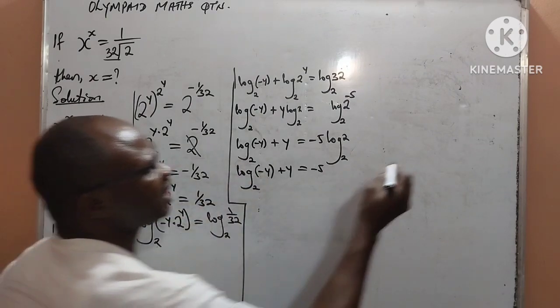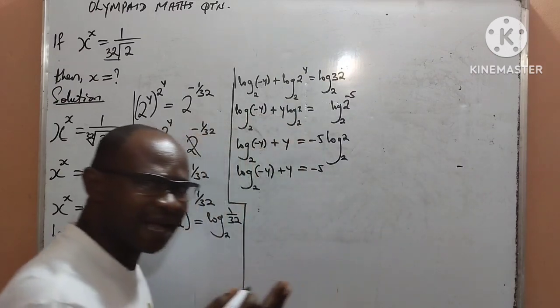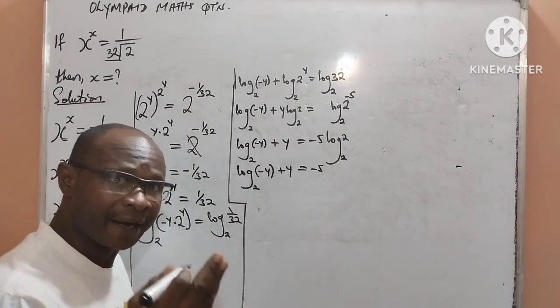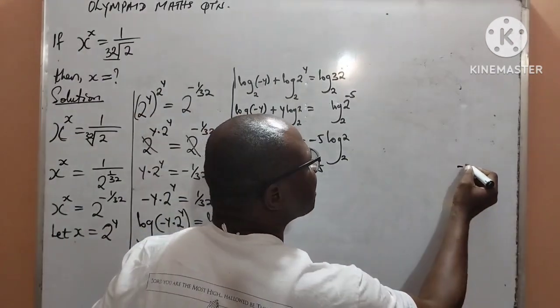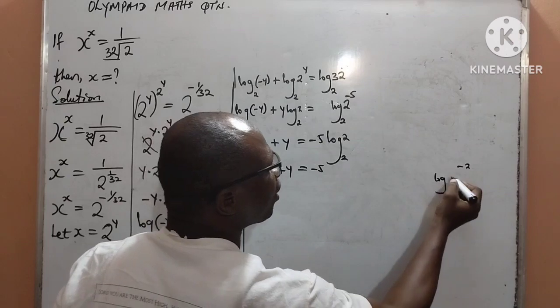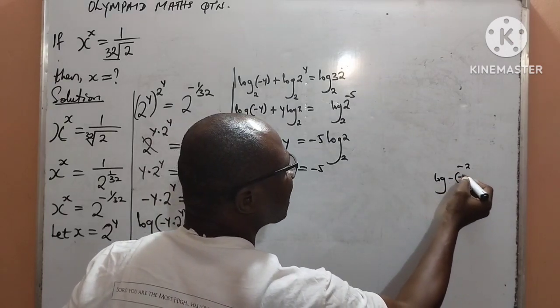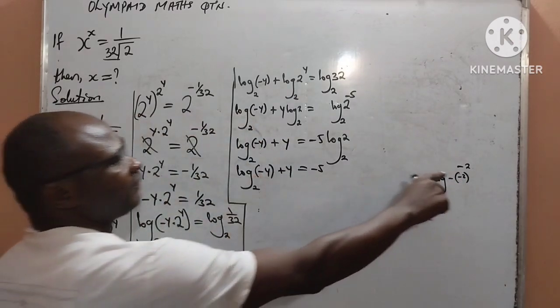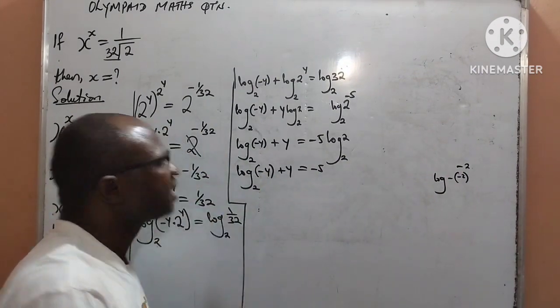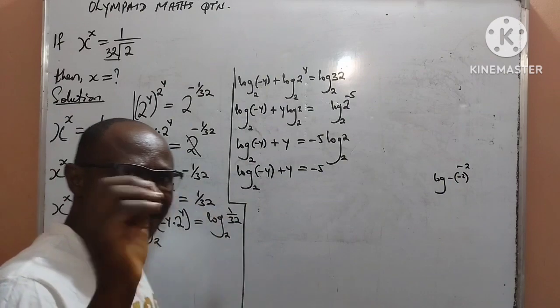That means if I say let my y, here I'm trying to use trial and error. If I say let my y be negative 2, at this point I will now have the log of minus 2. I want to know the value of y, because what I'm solving for now is the value of y.